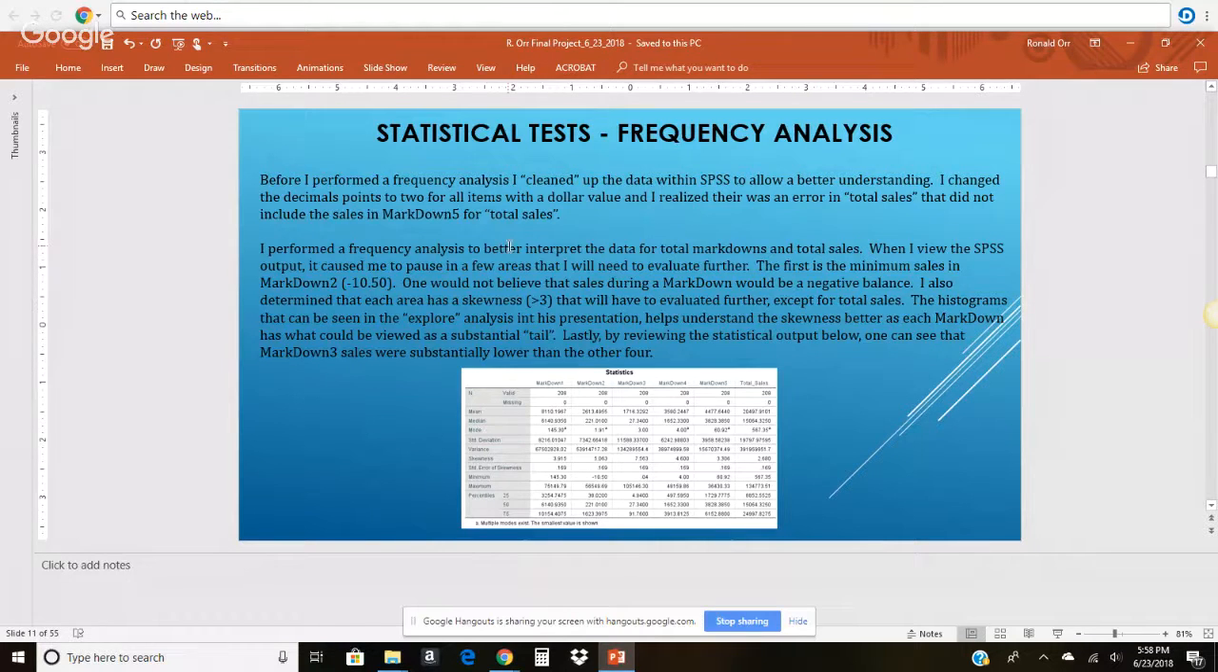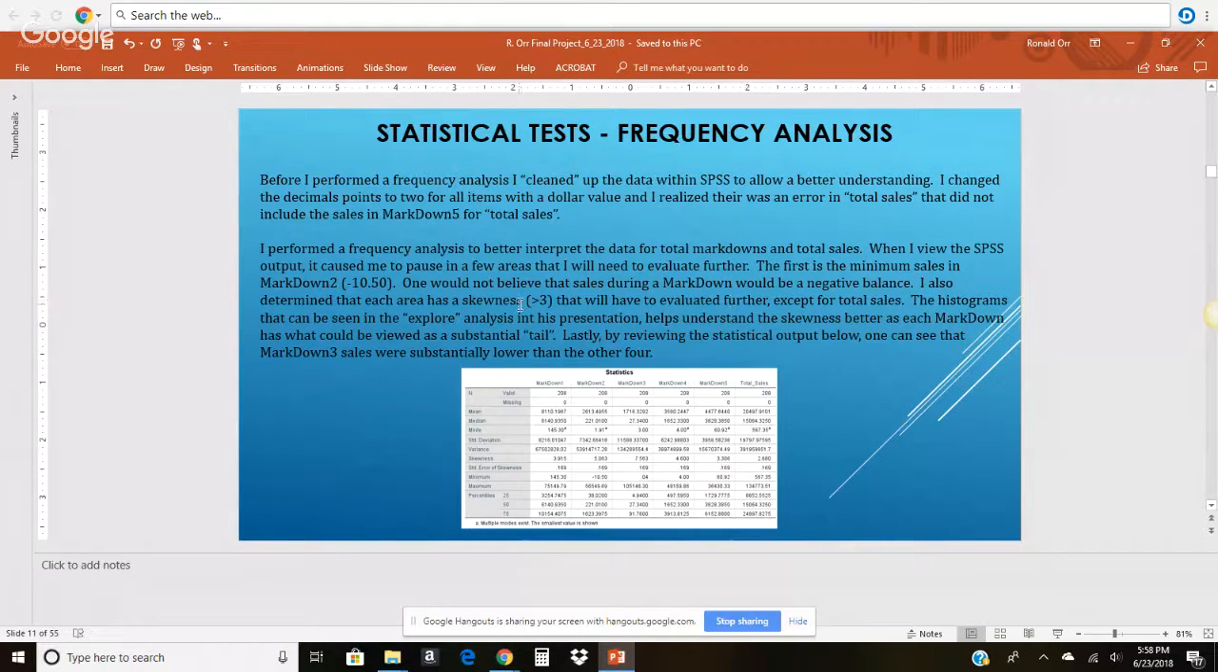When I viewed the SPSS output, it caused me pause in a few areas that I needed to evaluate further. The first is the minimum sales and markdowns. It was actually a negative number. One would believe that sales during a markdown would not be a negative balance. I also determined that each area has a skewness above 3 that will have to be evaluated further, except for total sales.